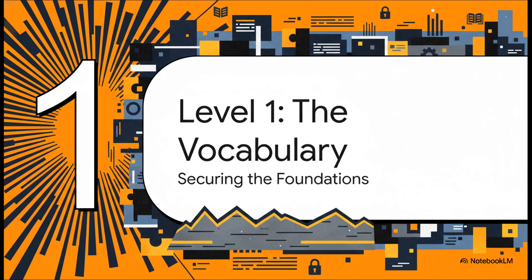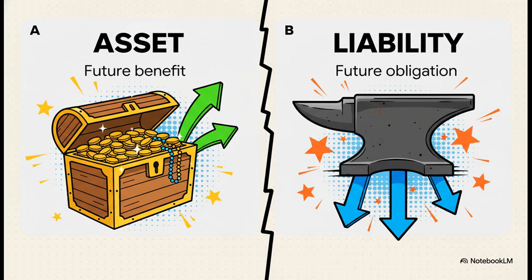All right, level one, the vocabulary, securing the foundations. We literally cannot conquer the statements until we master these building blocks, so let's lock down the vocabulary right now. Let's strip these definitions right down to their core timeline. Honestly, don't overcomplicate it. An asset? That's simply a resource you control right now that's going to provide some future economic benefit. Think of it like a tool, machinery, inventory, or cash that helps you generate income tomorrow.